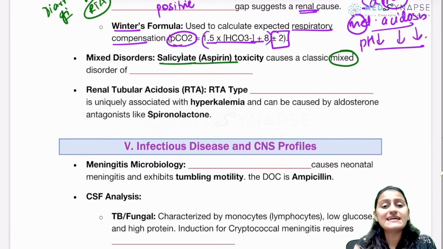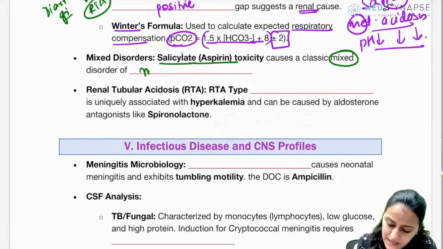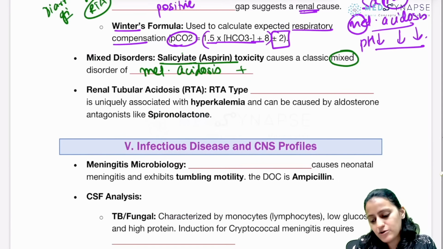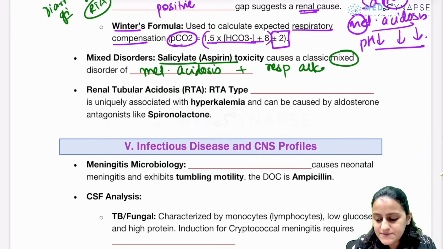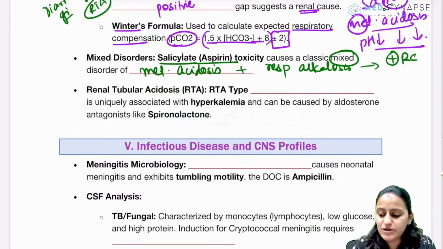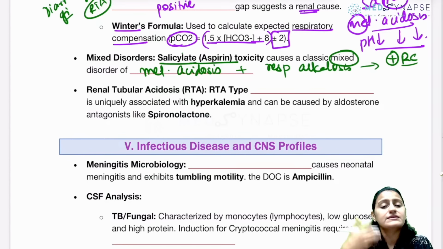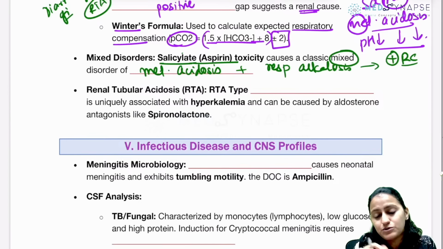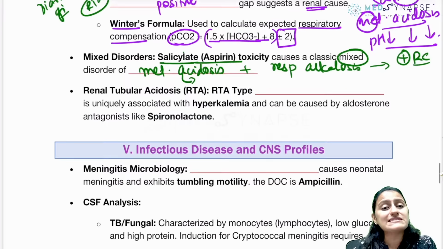Remember, salicylate is salicylic acid. So it's like we are taking an acid. So it is going to be metabolic acidosis. And it causes opposite of that, respiratory alkalosis. Why respiratory alkalosis? Because it stimulates the respiratory center in the brain. So hyperventilation causing respiratory alkalosis. So it is metabolic acidosis. What kind of metabolic acidosis? Nagma or Hagma? It is Hagma. It is high anion gap. Okay, it's high anion gap metabolic acidosis.